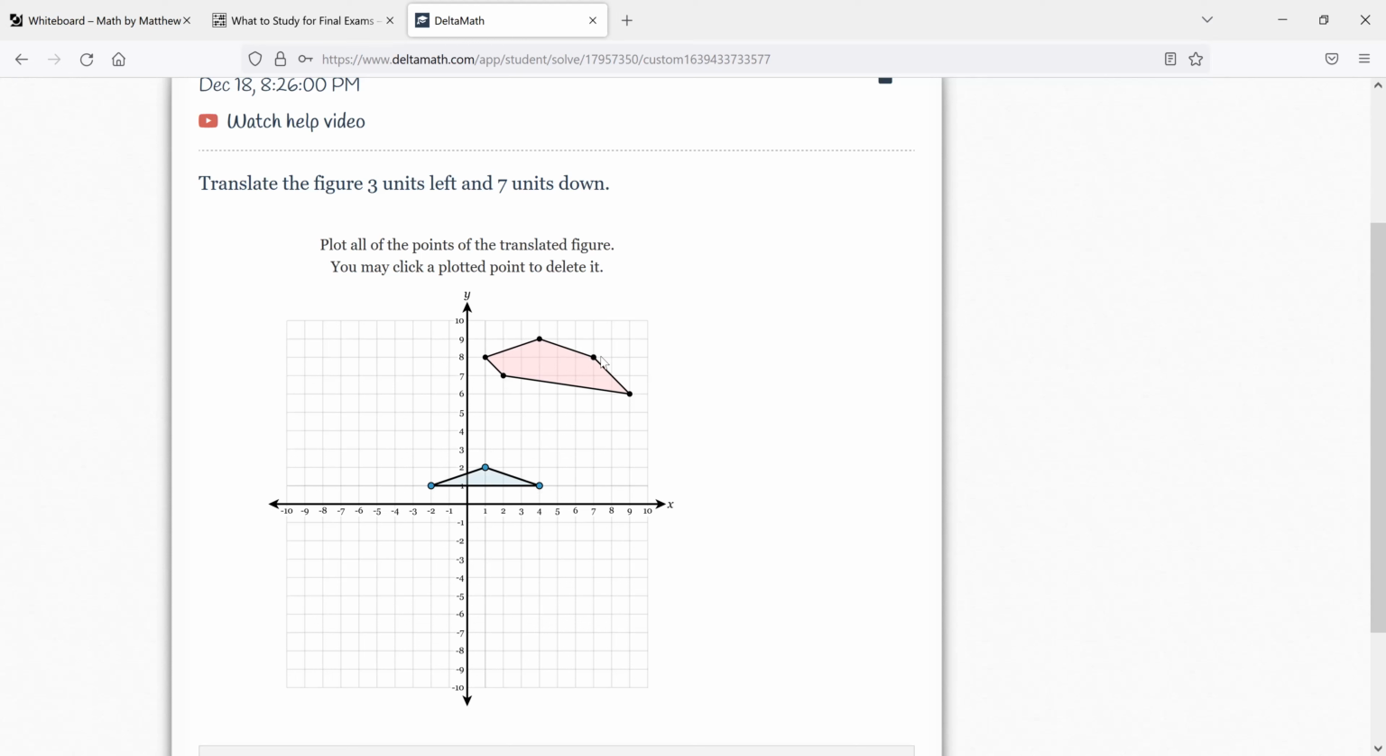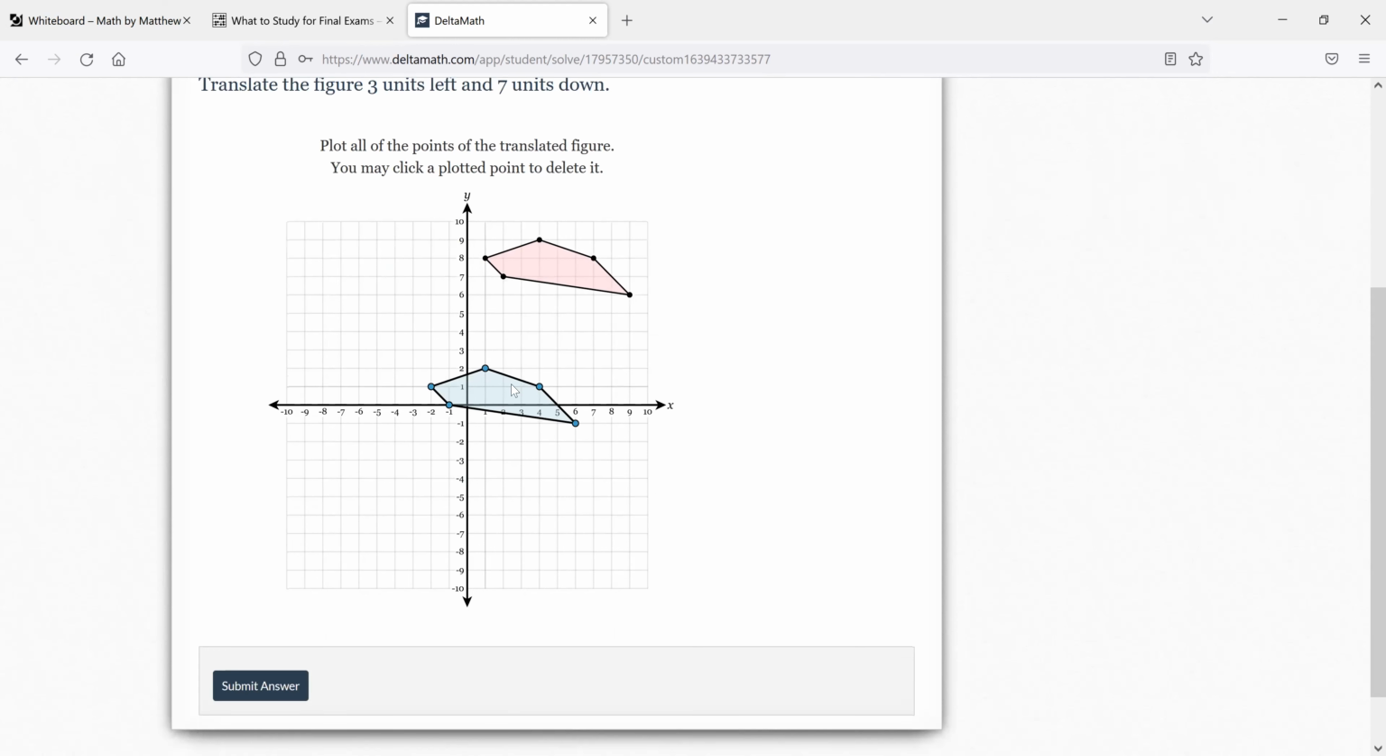Okay. Then we're gonna get this point right here, left 3, and then down 7. And then the last point here, left 3 and then down 7. How does that look to you? Every point's left 3 and then down 7. Yeah.